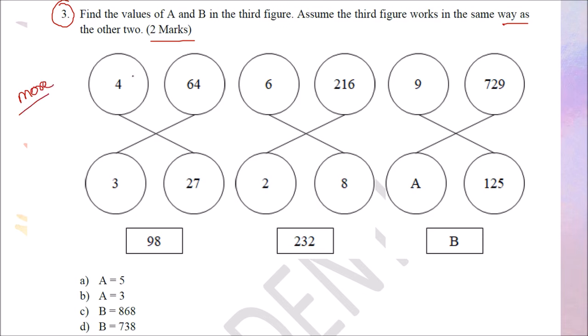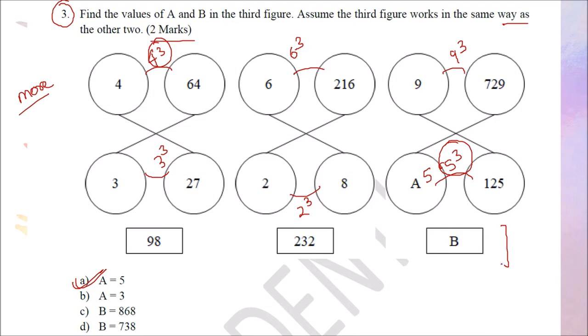So friends, here you see 4 and 64. So 4 cube will be what? 64. 3 cube will be what? 27. Same thing. 6 cube is what? 216. 2 cube will be 8. Then 9 cube will be 729. So what cube will be 125? Definitely that is none other than 5 cube. So 5 cube will be 125. So option A will be the correct answer, right? So friends, you see how simple this question is.